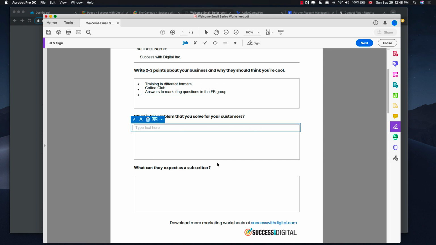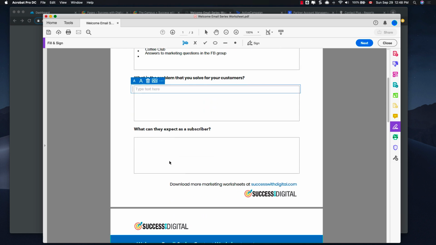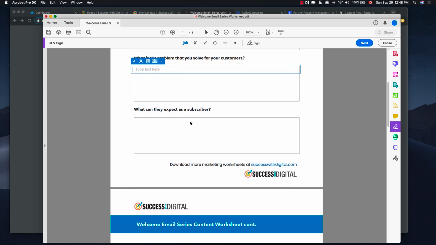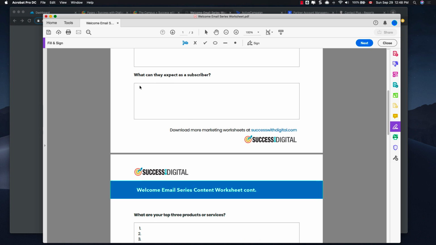So you'll want to spitfire what that is. For Success with Digital, obviously we help people with their marketing and really just digitizing their business in general and being that support system. So that would be the problem that we're solving. What can they expect as a subscriber? So how often are you planning to email them? Do you have a schedule in place? Is it going to be weekly, monthly, quarterly?